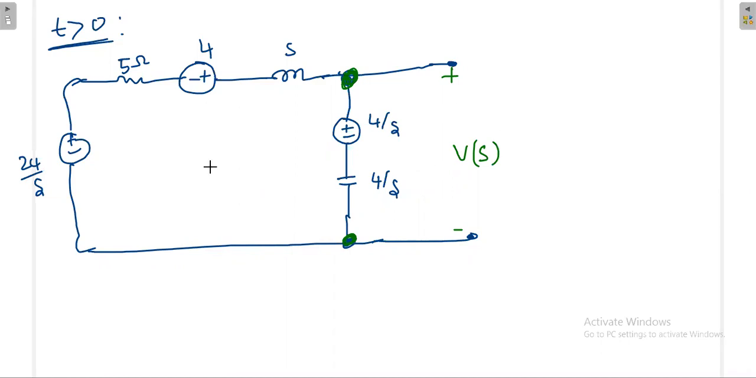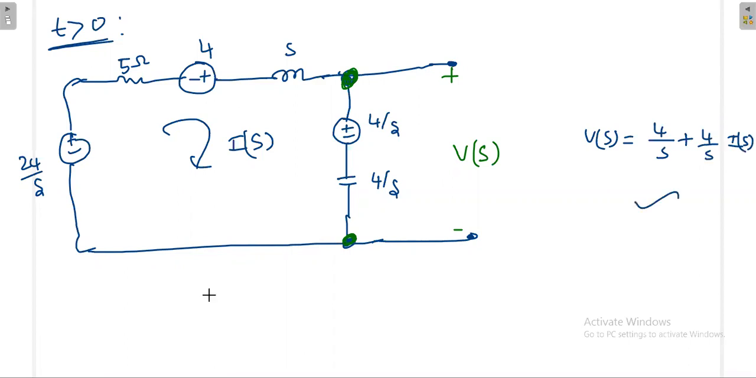So one thing, you can find out what is the current here, because this loop consists of some voltage here, some voltage here, some voltage here, and also resistance. 5 ohm, S, 4 by S. These are all the resistances. Then this network consists of only voltage and resistance, so you can find out what is the current here. Once you calculate I of S, then the voltage here is 4 by S into I of S. You just try it out.